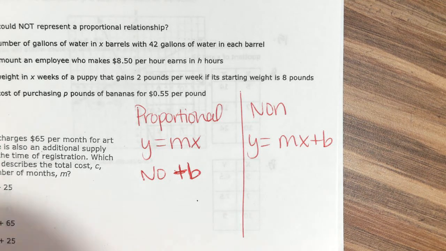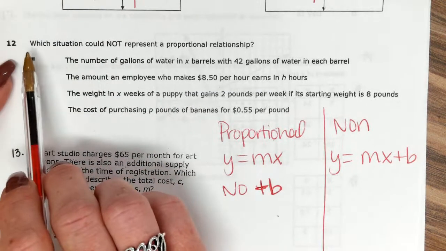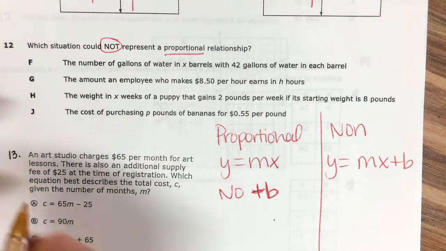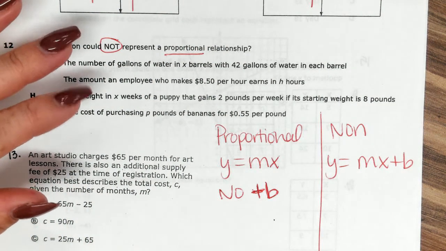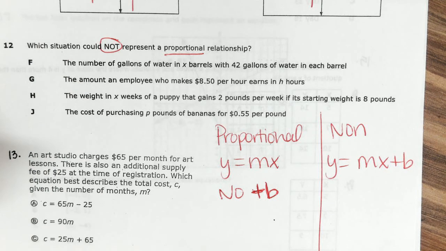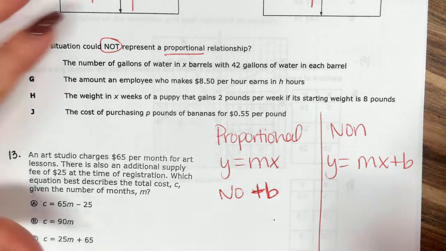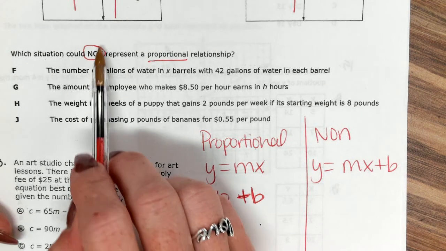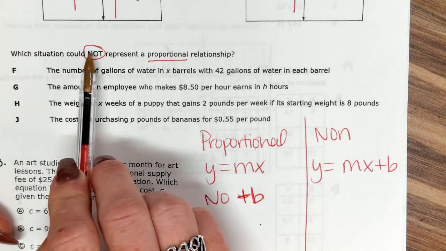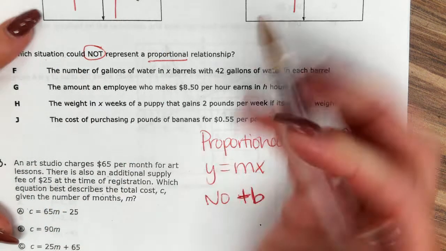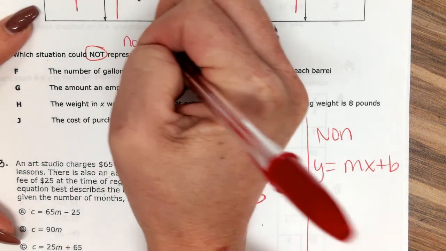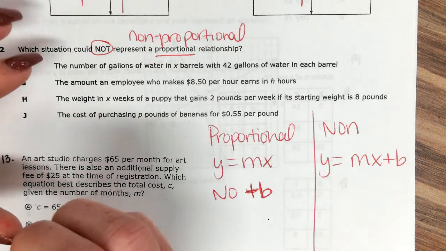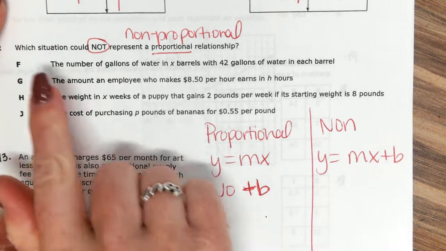All right, so what is this question asking us for? Which situation is not proportional? So is it going to have a plus B or no plus B? No plus B. No, I don't want proportional, guys. Which situation is not proportional? That means non-proportional. So will it have a plus B? Yes. Okay, let's look at that.